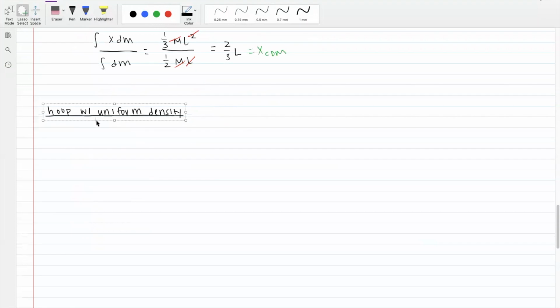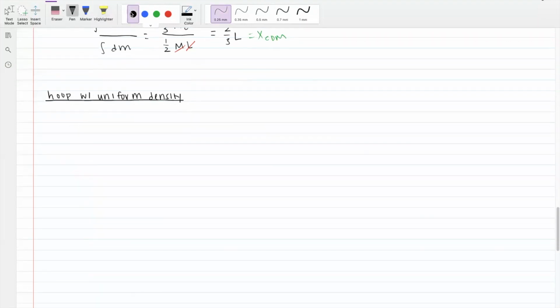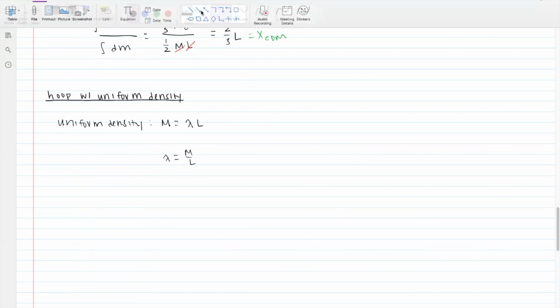Now let's look at a hoop with uniform density. Again, uniform density is given by this equation: m is equal to lambda L, or you can rewrite it as lambda is equal to m over L. So let's draw what this hoop is.